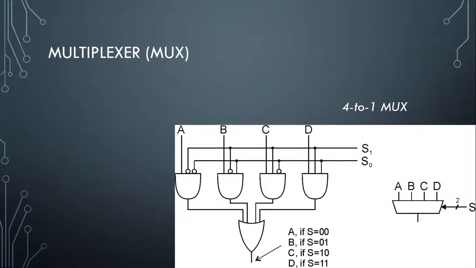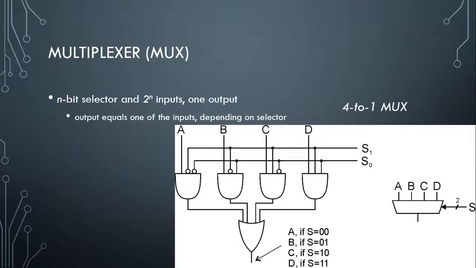Next, we need to talk about a multiplexer, or a mux. This is kind of the opposite of what we saw with the decoder. We have an n-bit selector and 2 to the n inputs and only 1 output. So the output equals one of the inputs depending upon the selector. You can see here S1 and S0, and you have 4 inputs, A, B, C, D.